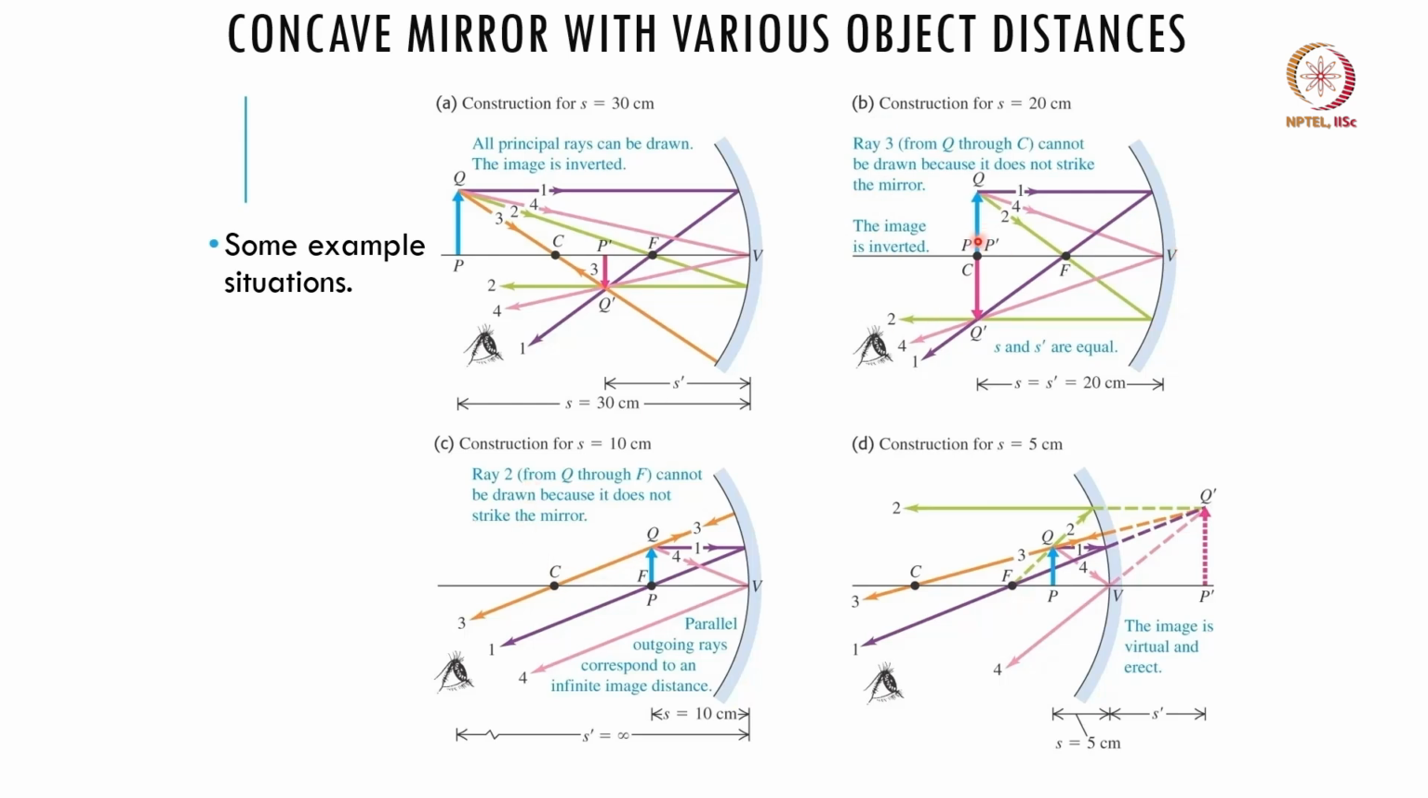Now, when we move the object to the focal point, then all the light rays emanating from the object are converted into parallel beams. Thus, they won't intersect to form an image. Thus, the image is formed at infinity when the object is placed at the focal distance. Now, when we move the object even closer to the mirror, closer than the focal length, then a virtual image is formed behind the mirror.